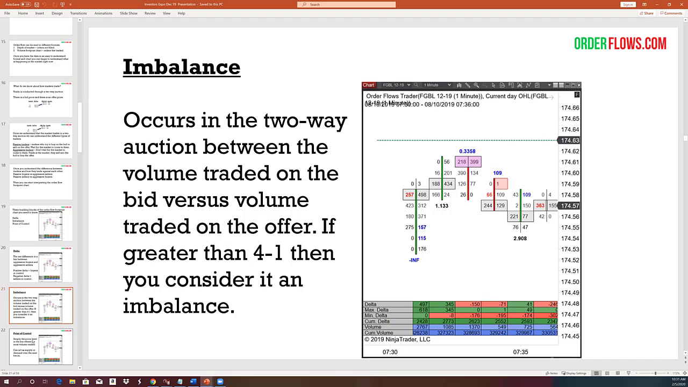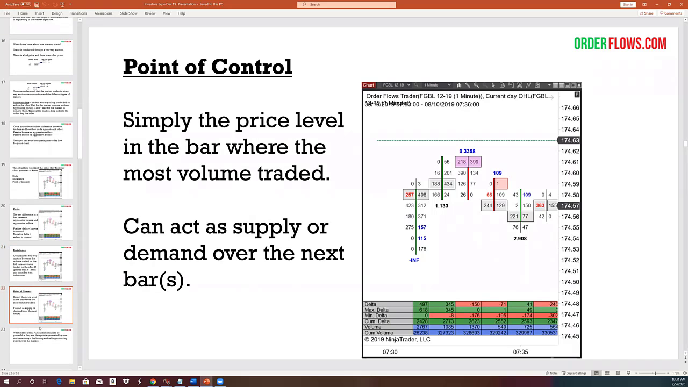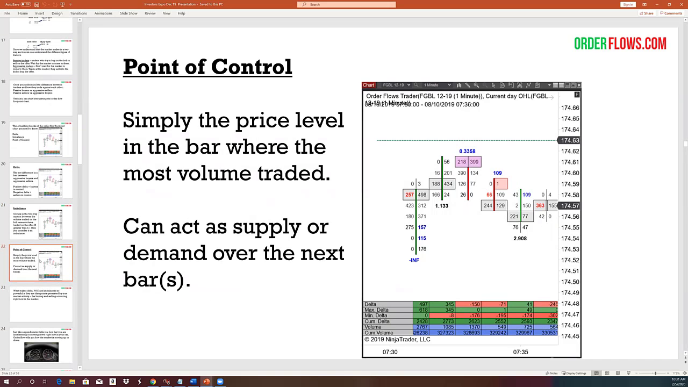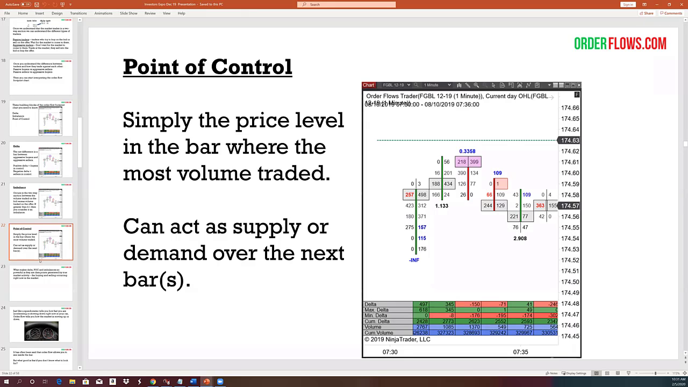Now, the last piece is point of control. That's simply the price level in a bar where the most volume traded, and it can act as supply or demand over the next bar or series of bars, right? Imagine you can tell the direction of a market just by looking at one price point inside of a bar. That's what point of control is going to allow you to do.